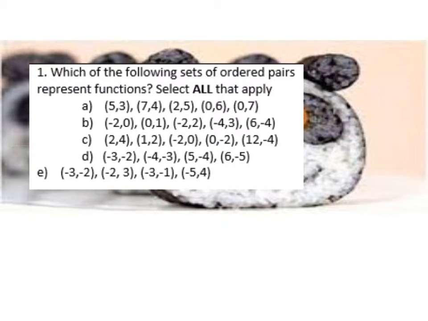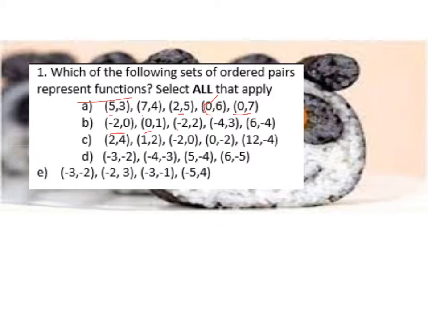Alright, problem number 1, it says, which of the following sets of ordered pairs represent functions? Well, in order for them to be functions, they need to have no x values that repeat. So I'm just going to go through here. I got 5, 7, 2, 0, 0. So because these two x values repeat, that is not a function.